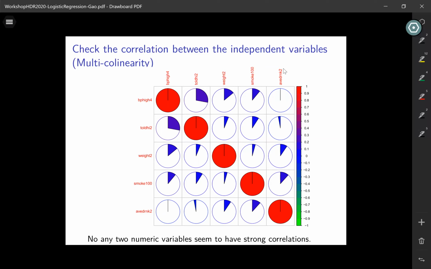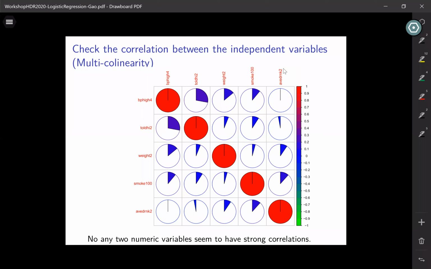But for the mathematical model, one of the important assumptions is that we assume the independent variables are independent, which means they should be unrelated, okay? But now let's check the real data. Like I mentioned, we want to use those 5 variables. Here is a kind of 5 by 5 matrix to show you the correlation between those variables. So this is to check the correlation between those variables.